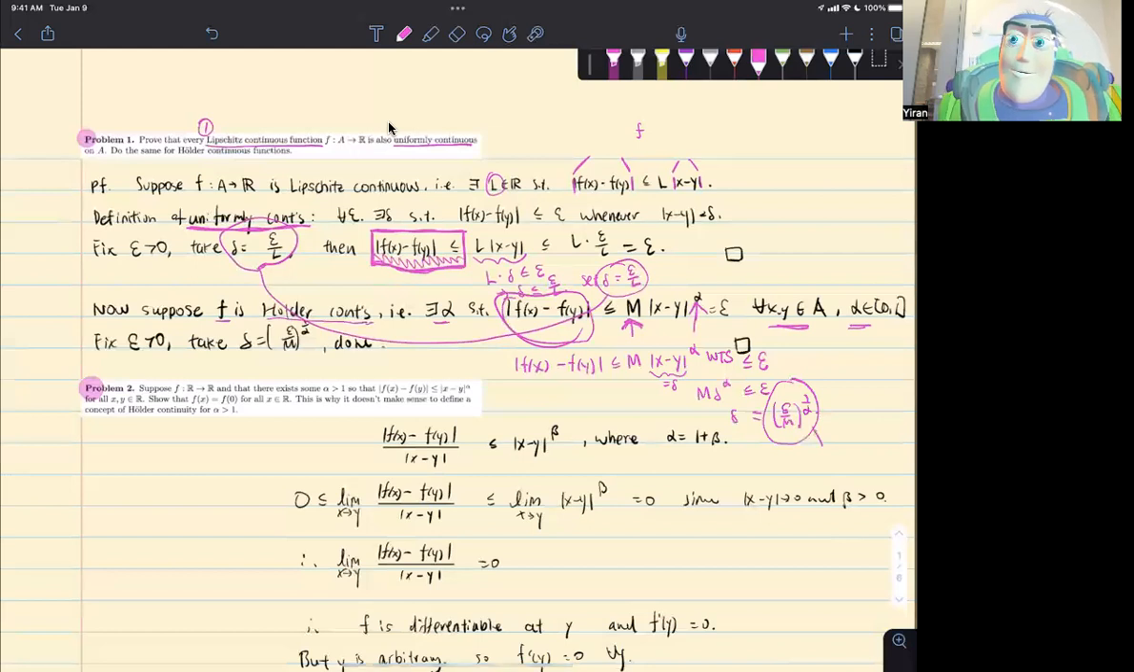So therefore, you achieve the uniform continuity. Notice that this expression does not have x in it. So it is uniform continuity that we're proving.